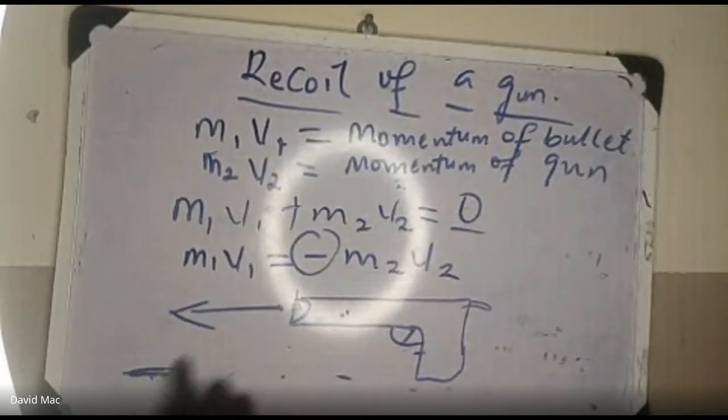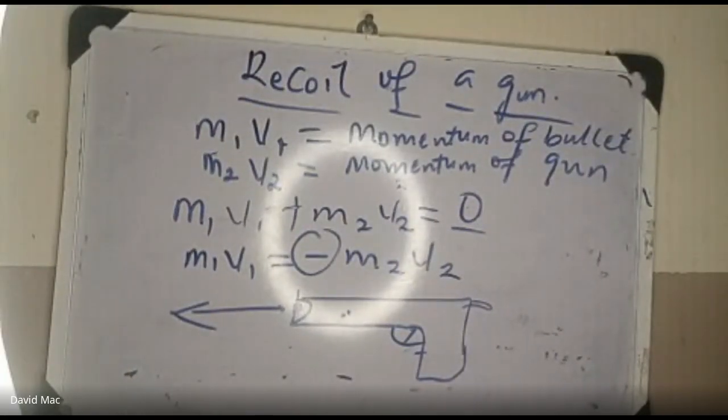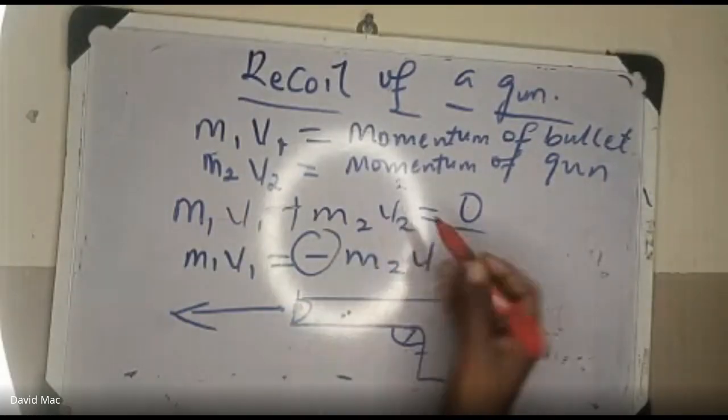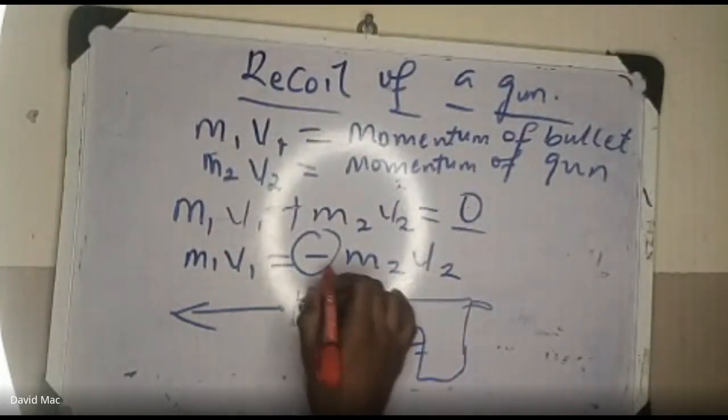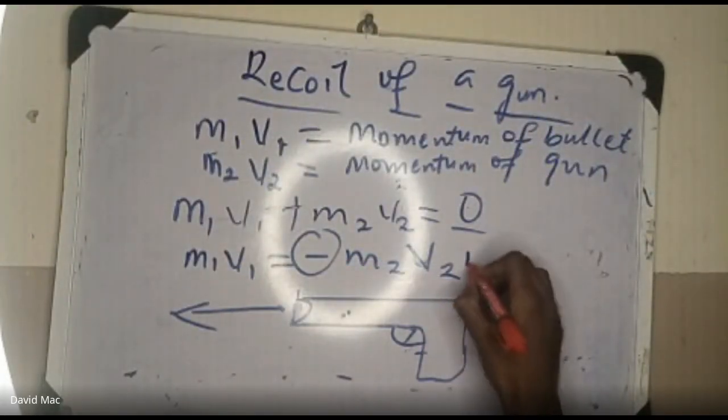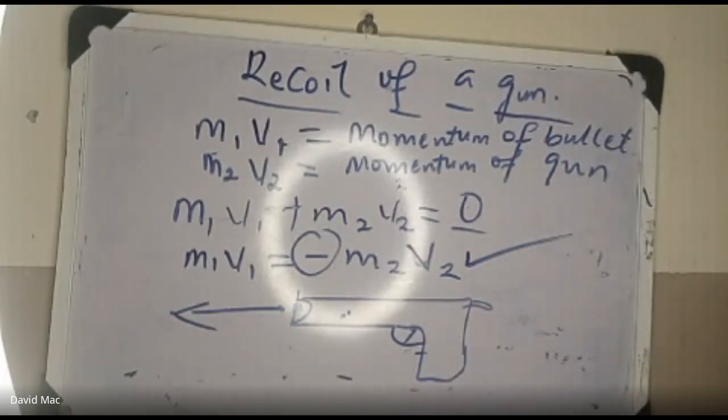So when your bullet is being fired, because of the backward movement, the gun will have a negative mass and velocity, because the movement is backward and the initial momentum of the gun and bullet is zero. So the formula I use to calculate the momentum of a gun and a bullet, or the recoil of a gun, is M1 V1 is equal to minus M2 V2. This is the formula you are using in all questions that have to do with recoil of a gun.